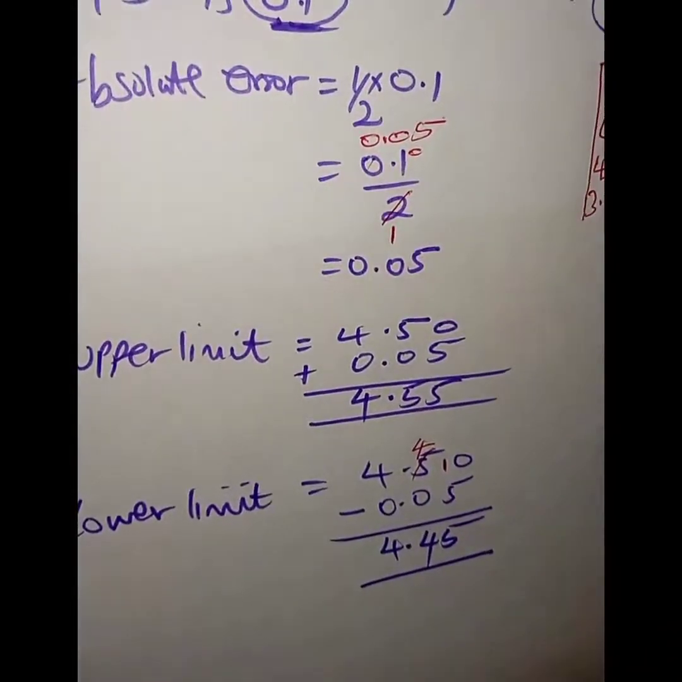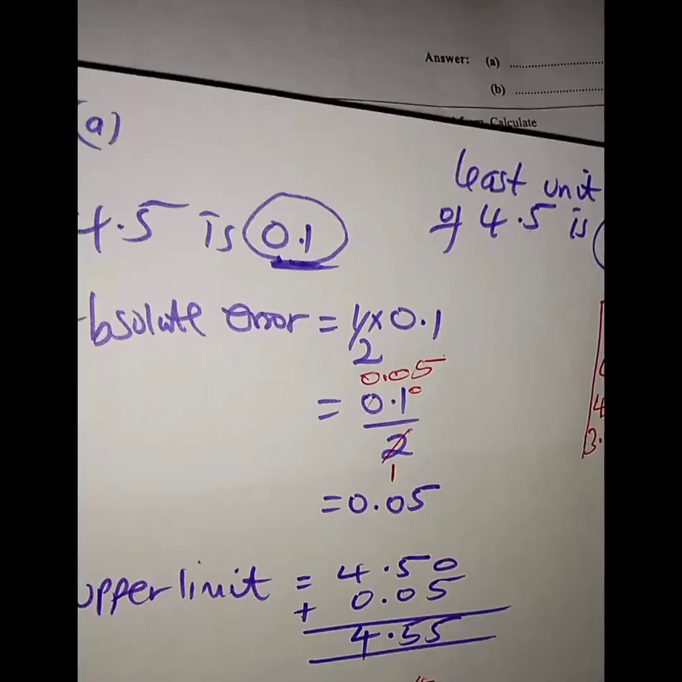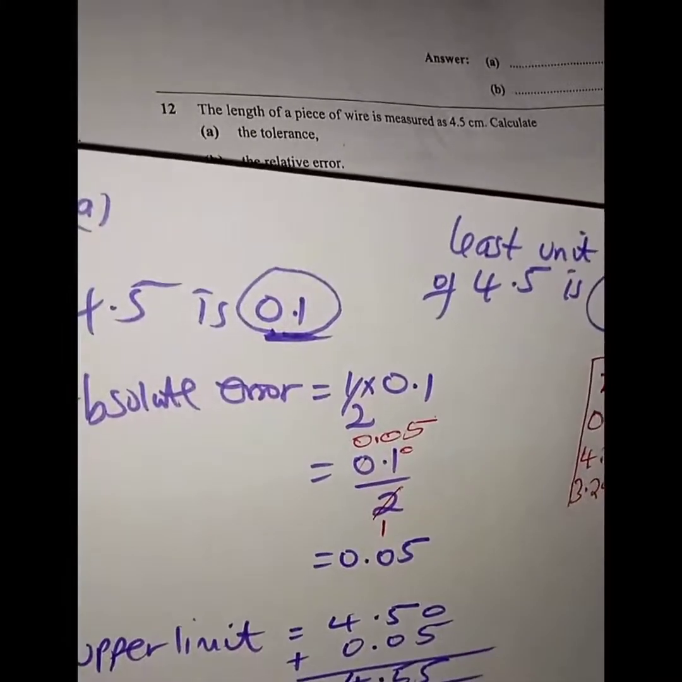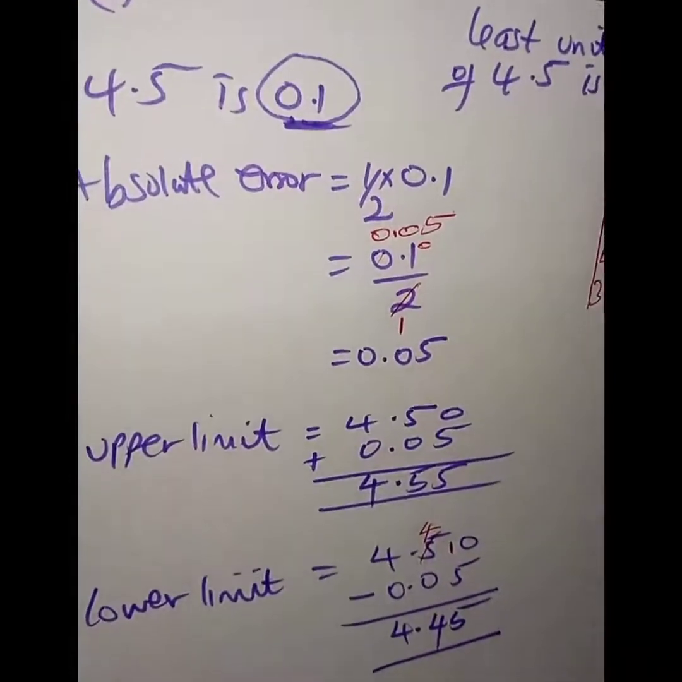You see this? So indeed, this other person has measured something slightly lower than the true measurement, which is 4.45. So we have the upper limit, lower limit.